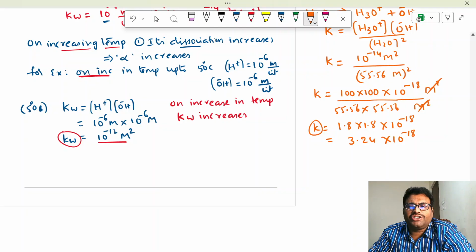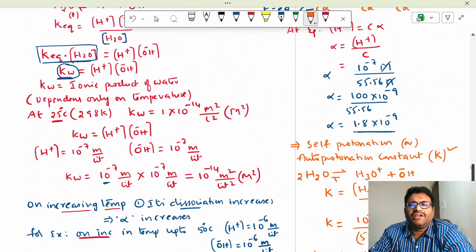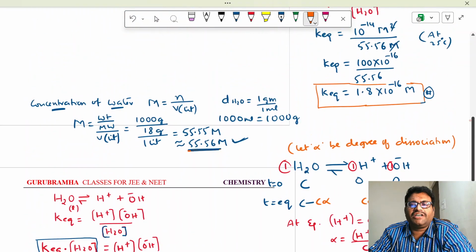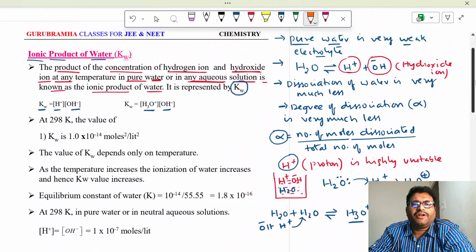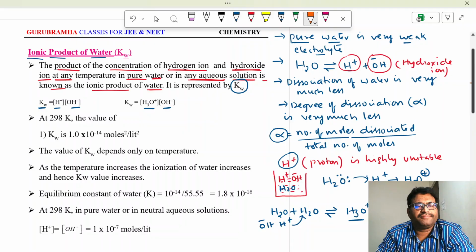So self-protonation constant, this is one thing which is generally asked in the examinations. Alpha we need to remember. Next, what is that? Equilibrium constant we have to remember. Okay. Now let's come here. So this is in the form of print. Some information is given. Already we have derived it.